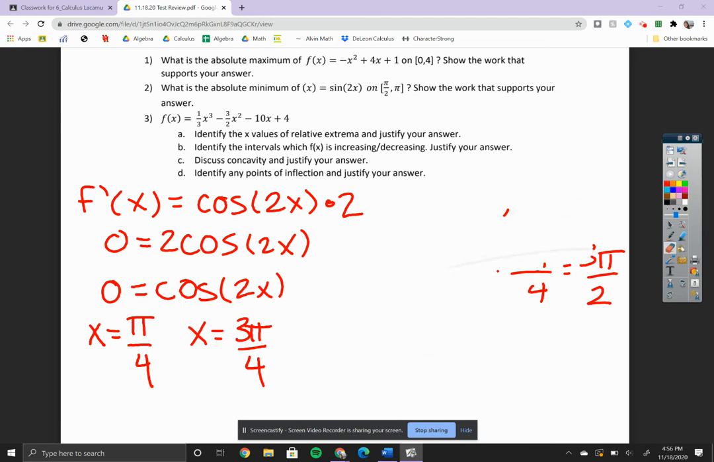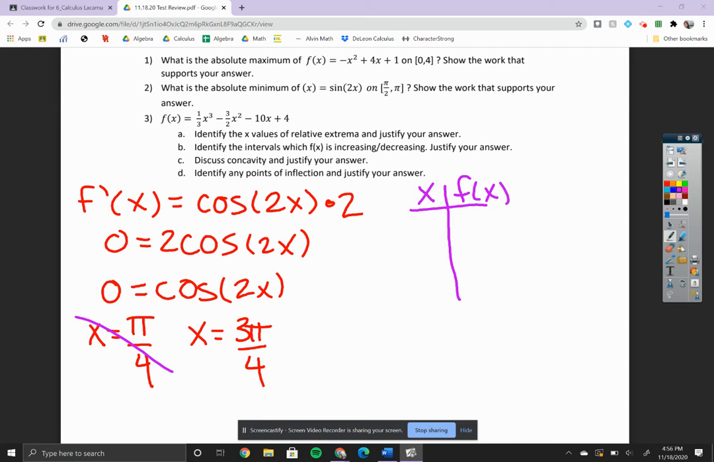Okay, we're still going to make that same chart though with these two critical numbers and our endpoints. However, if you look, it's from the interval of pi over 2 to pi. So really, pi over 4 is not in that interval. We don't need to worry about it. So here's our chart. We have x and f of x. And we have pi over 2, 3 pi over 4, and pi.